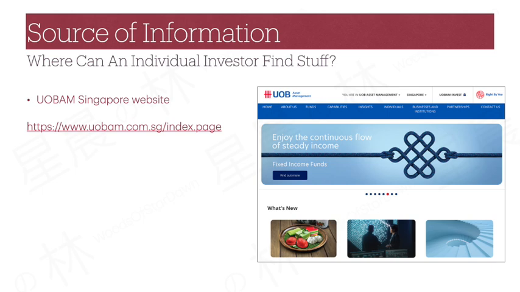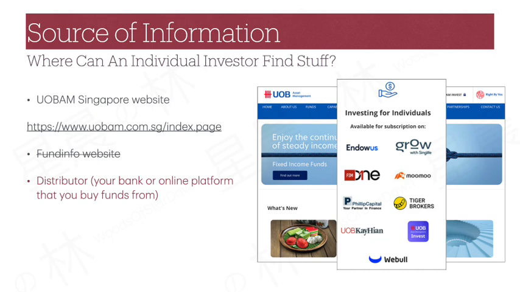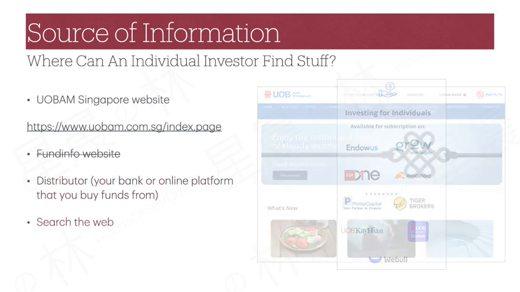Majority of the fund information can be obtained here, although there are some stuff that are strangely missing, which I will go through. I would normally suggest Fundinfo as a third-party website to get fund documents, but this is one of the rare cases where the documents are not available on Fundinfo public website for this fund, so we will skip this one. You can of course also get some information from your distributor, which is your bank or online platform that you buy funds from, as long as they have the fund on their offering list. UOBAM provides on the website a list of online platforms that offer the fund. And finally, the web is always readily available, waiting to answer your search queries.